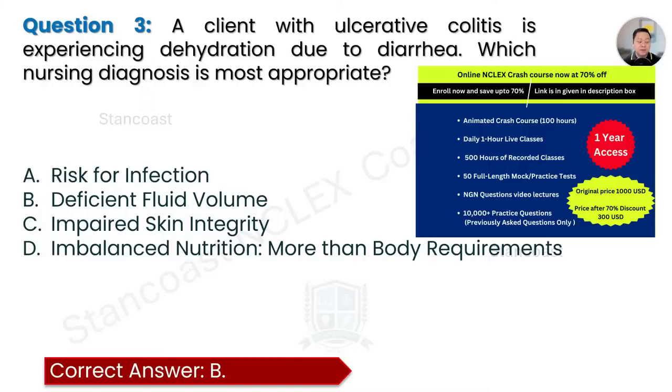Now, one of the incorrect answers here is letter A. We know that clients with ulcerative colitis may have a risk of infection, especially if they are on immunosuppressive therapy like corticosteroids. This is not the priority diagnosis for a client with dehydration due to diarrhea. And addressing dehydration, which is a physiological need, takes priority over potential risks.